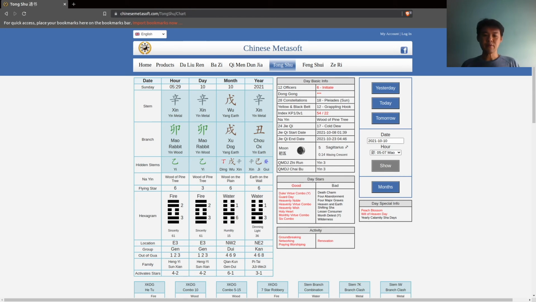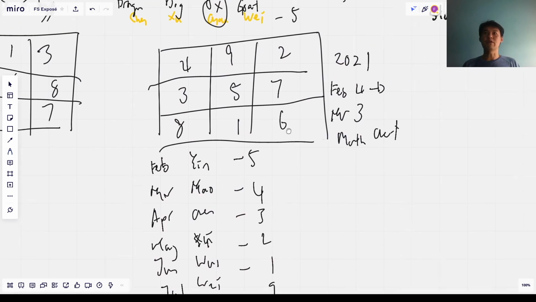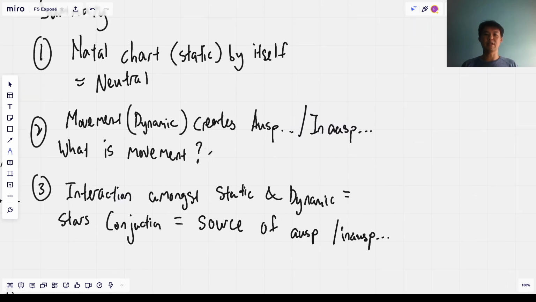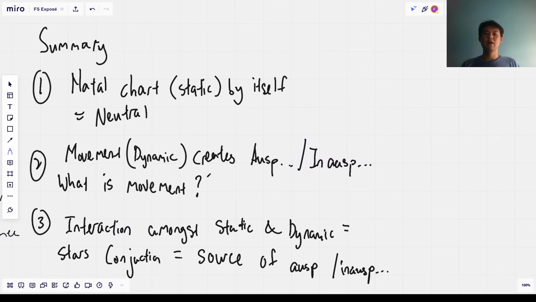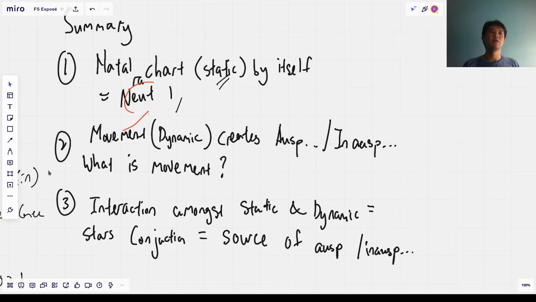All right. So now let's get back to our drawing board. So to summarize what we discussed today. Nature chart. Okay, the nature chart by itself is static. And when it's static, it's neutral. All right, it's neutral.